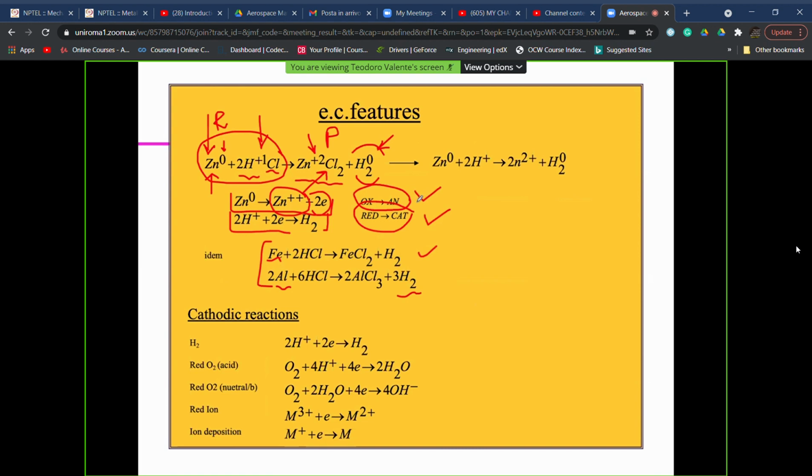Increase in the oxidation, decrease in the reduction. And we have seen one possible reduction reaction with this example, which is called reduction of hydrogen, this one. But this is not the only one. There can also exist other cathodic reactions which are able to consume the electrons left free from the anode, that is, from the anodic reaction. The most important are those reported here.